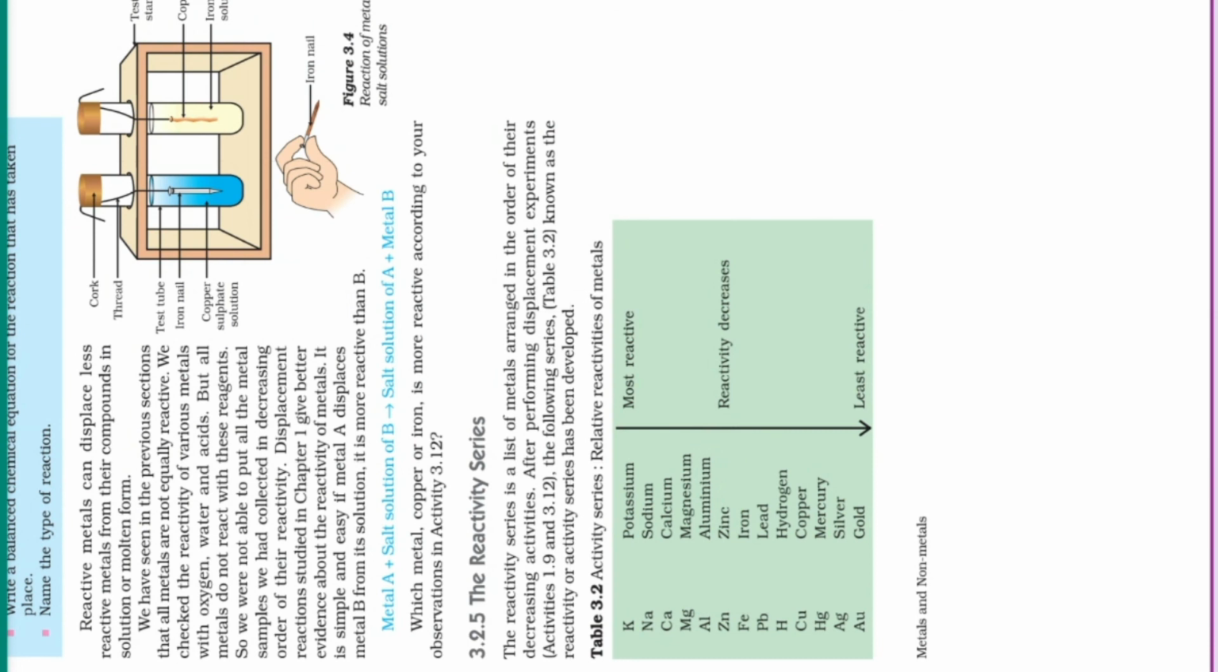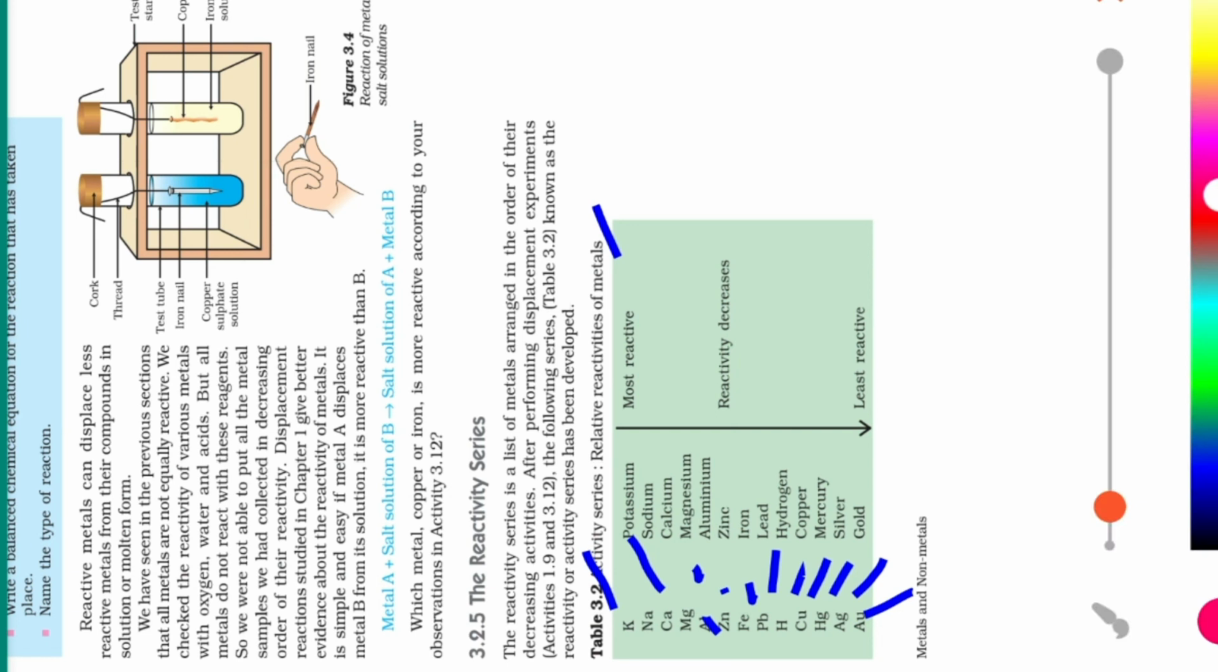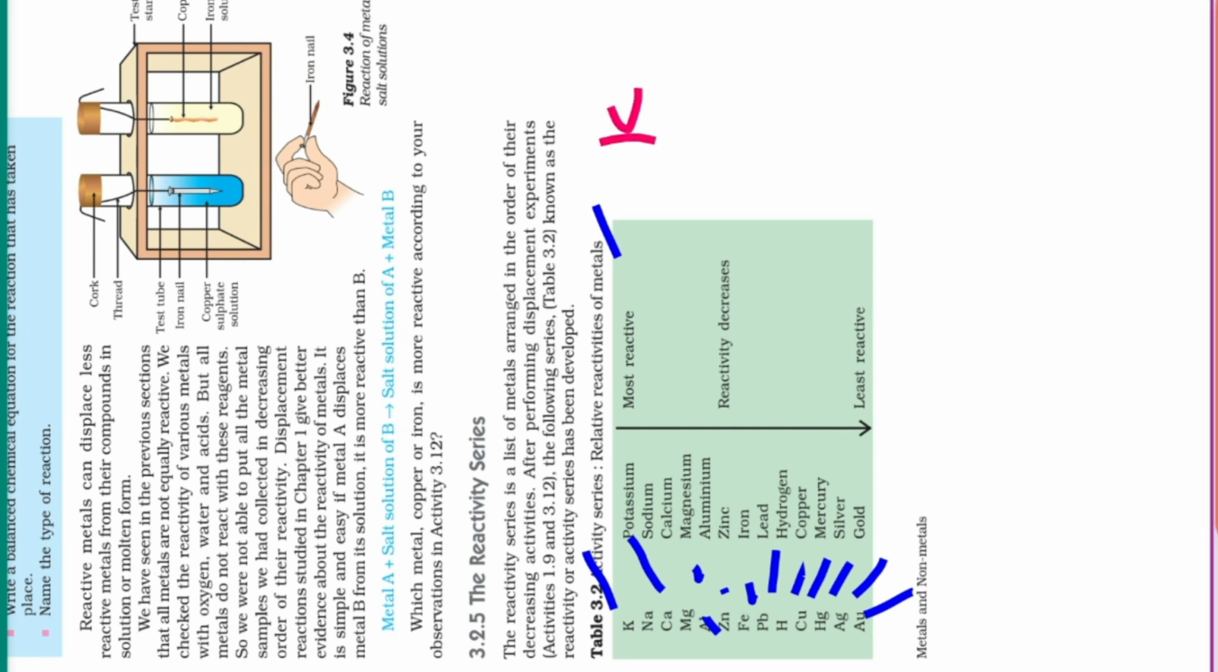For that, you should just remember the reactivity order of the metals also. As I already told you very clearly, sodium and potassium are very highly reactive metals. Just remember, first of all, potassium is coming. Then sodium, then calcium, then magnesium, aluminium, zinc, iron, lead, hydrogen, copper, mercury, silver, and gold. Just remember my one point. And one more thing is very interesting: potassium, sodium, calcium are very highly reactive metals.